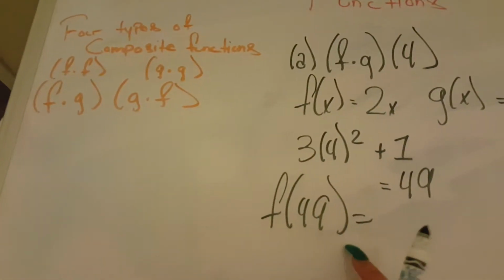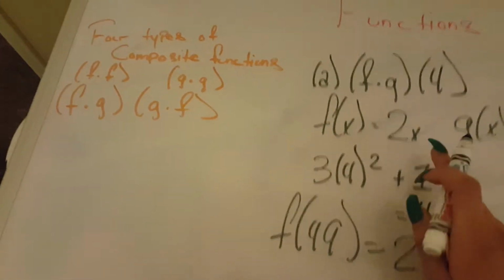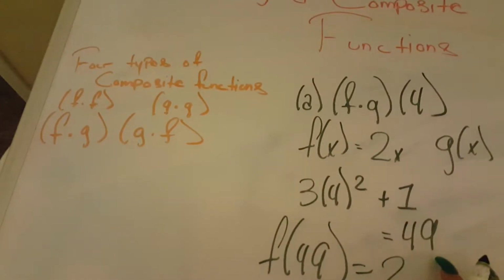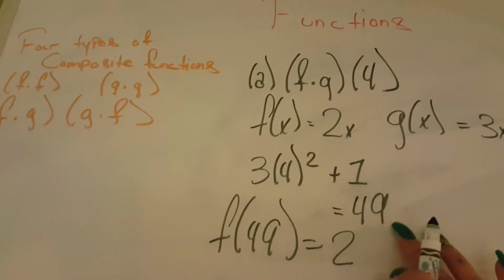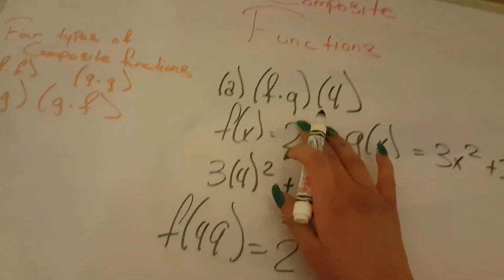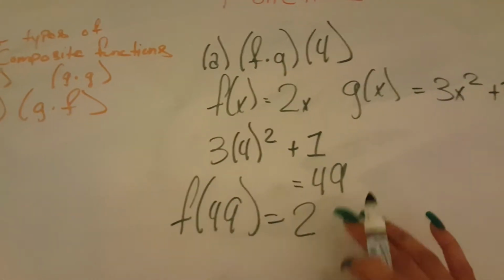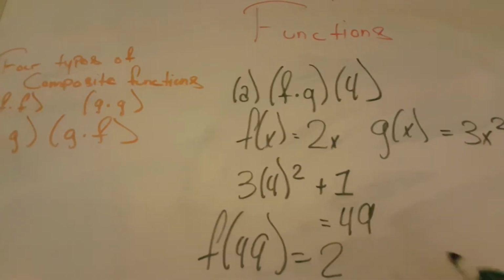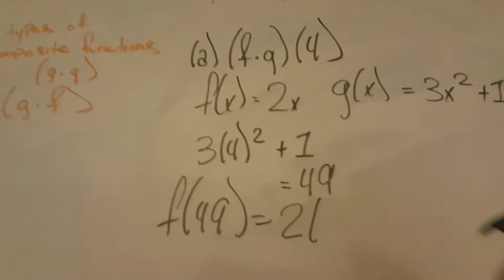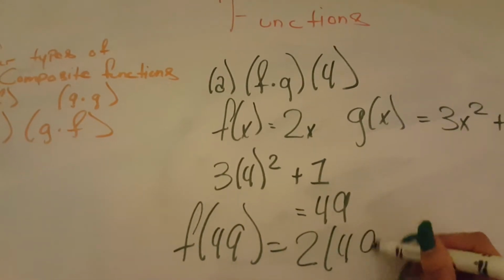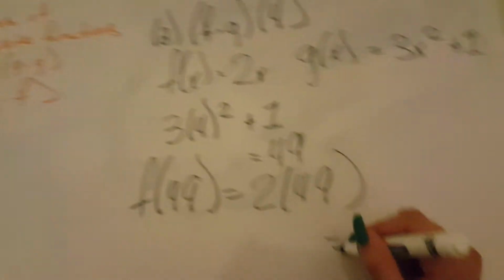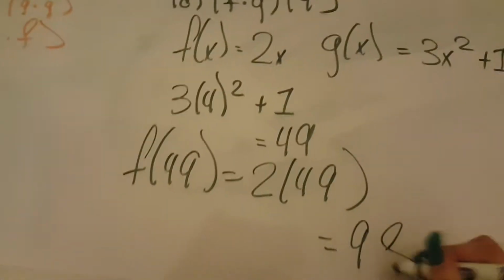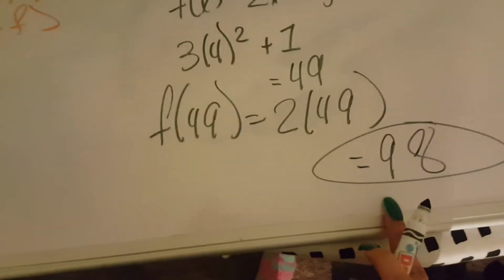Now we have f of 49 equals 2 times, and we're going to substitute what we just got from g. We got 49 using the formula from g. So now, instead of 2x, we're going to have 2 times 49. This gives you 98. And this right here is your answer.